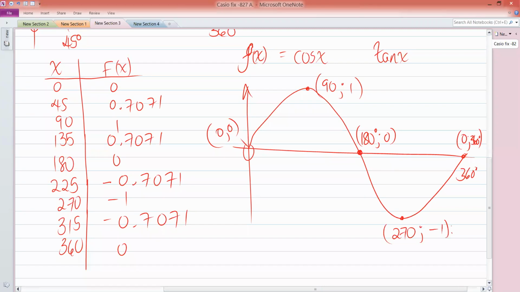So from the table, I've sketched my graph. I've marked off the turning points, that's the 90 and 1 and the 270 and negative 1. You've got the correct shape and you've got all the intercepts. So for doing that, you get a mark for the shape, then a mark for the intercepts, then a mark for the turning points. So between 3 and 4 marks for a sketch like that.